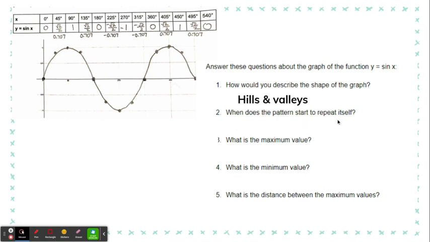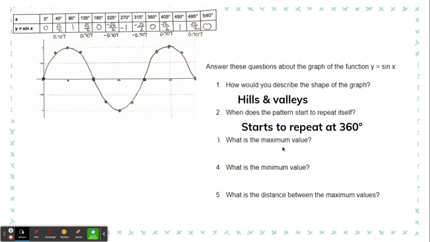Where does the pattern start to repeat itself? So if you're looking here at 0, there's an up bump, a down bump, and then the cycle repeats. So there's an up bump and a down bump. So it says, when does it repeat itself? It starts to repeat exactly at this 360 when we made a complete circle.